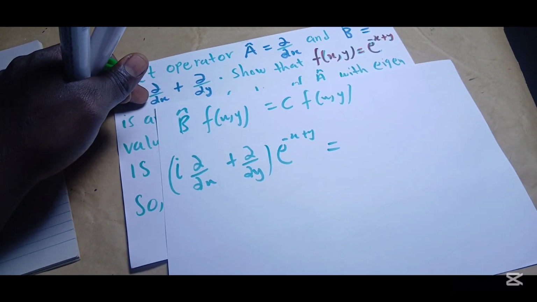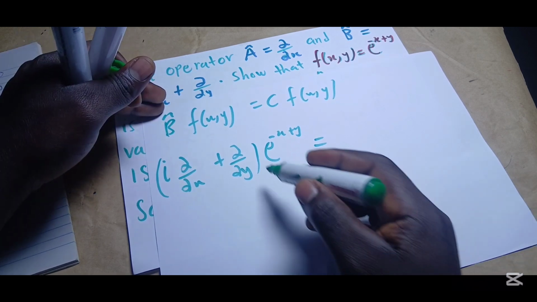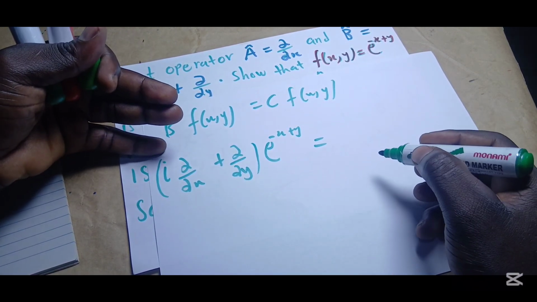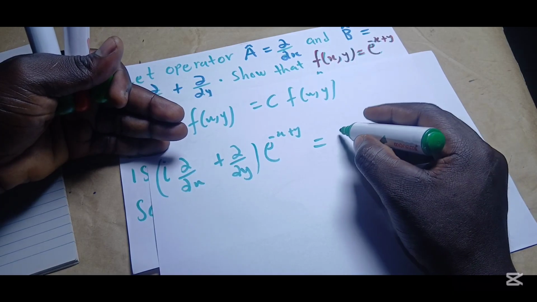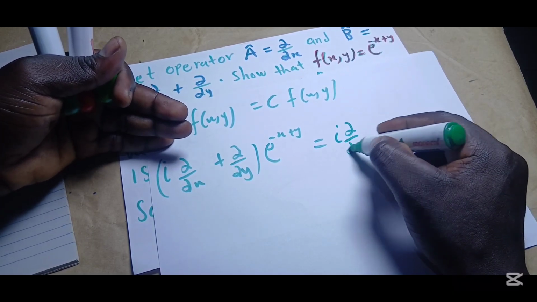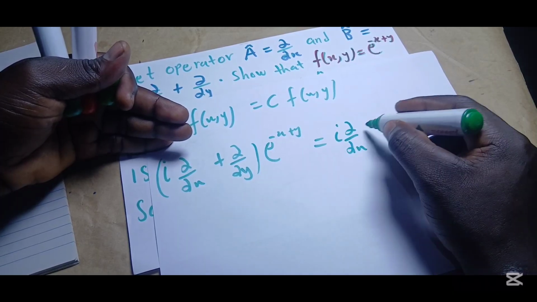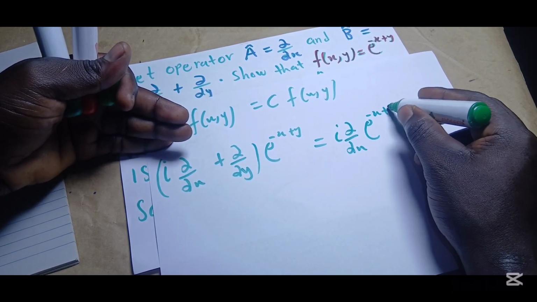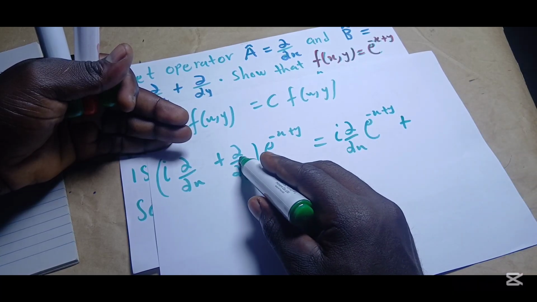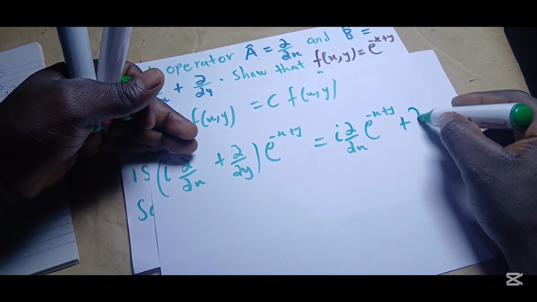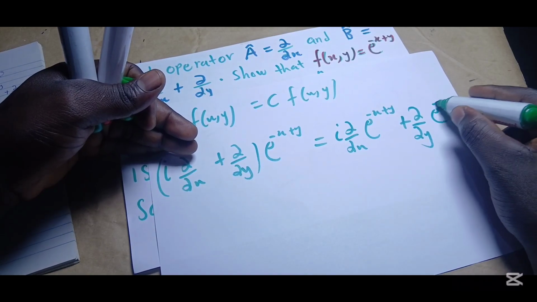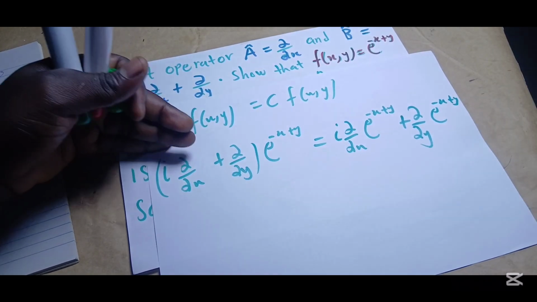So what do we get from this? We have to expand the whole thing. So first of all, we are going to get i, partial derivative with respect to x, multiplying e to the power minus x plus y, then plus partial derivative with respect to y, multiplying e to the power minus x plus y.